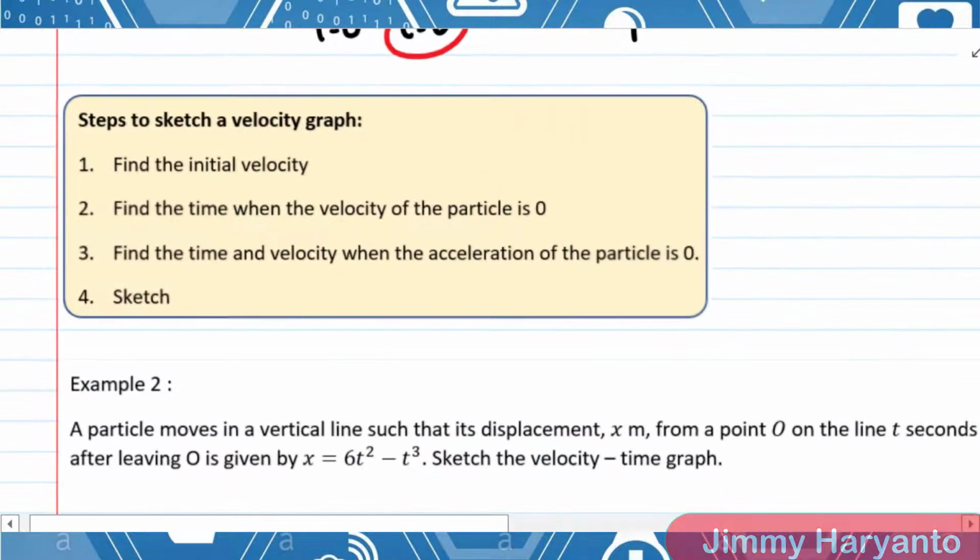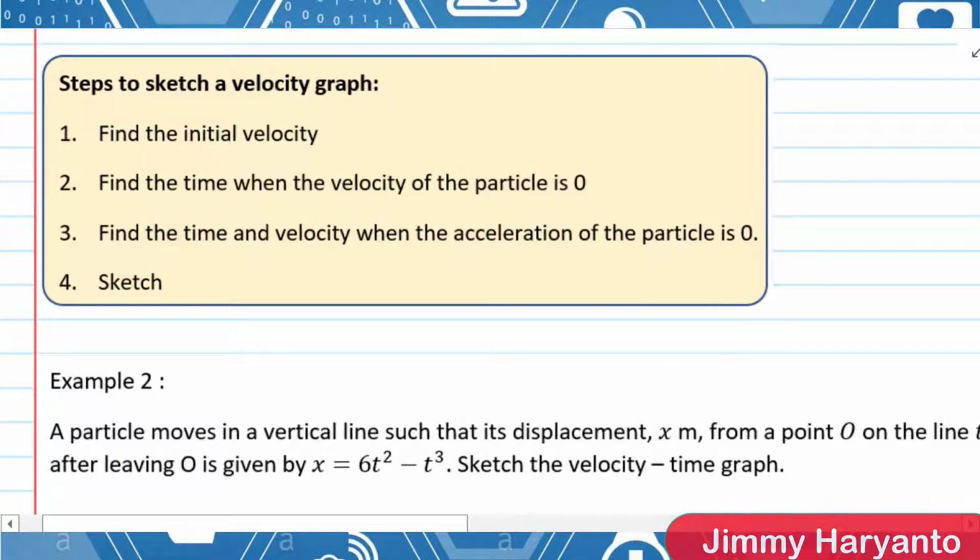Next, how to sketch a velocity graph. Find the initial velocity. The second step will be find the time when the velocity of the particle is 0, and the third one is the time and the velocity when the acceleration is 0. That is the peak point, the vertex of the velocity curve, later. And then number 4, sketch.